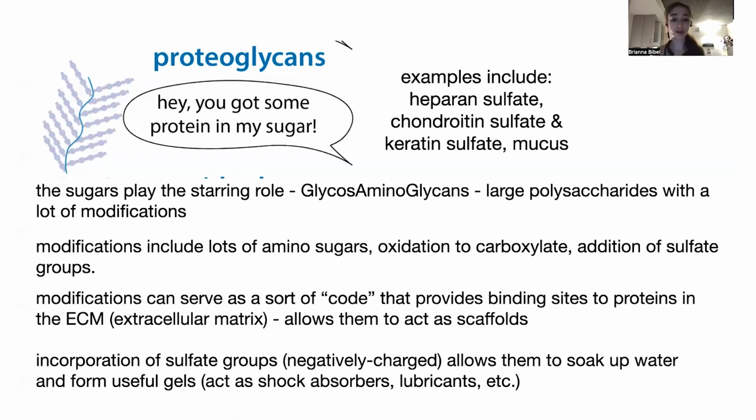And those sulfate groups, because they're negatively charged, are going to help soak up water. They're going to attract salt ions, like sodium ions, and then the water is going to come with those, and you get this gel like we talked about before. This allows it to act as shock absorbers and lubricants and various things like that. If you're wondering about mucus, this is the protein mucin, which is actually a bunch of different proteins, and then there are our proteoglycans. They have a ton of sugars on them, and they make this jelly, lubricatey stuff.